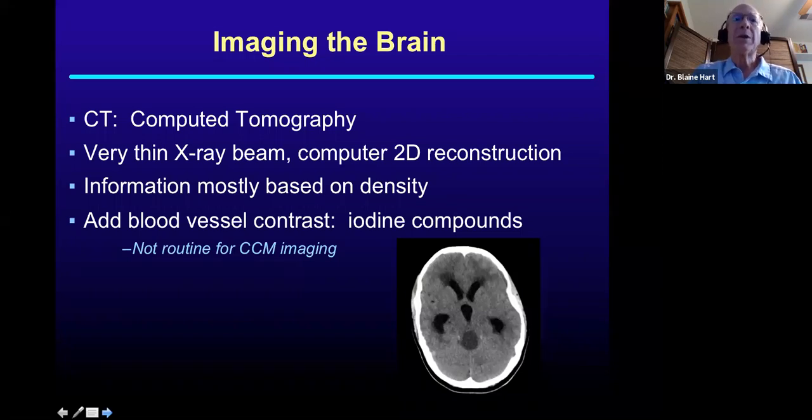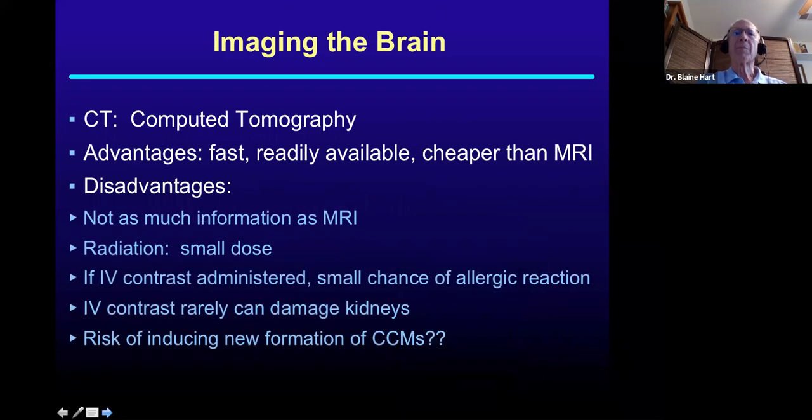We can get some additional information about blood vessels by injecting a contrast material that contains iodine. That is not routinely used for CCM imaging. It might be useful in a few cases, but it's not routine. One advantage of CT is that it's very fast. It typically takes less than a minute to actually do a scan. It takes longer to get the patient into the room, on the table, positioned, and get set up than it does to actually do the scan.